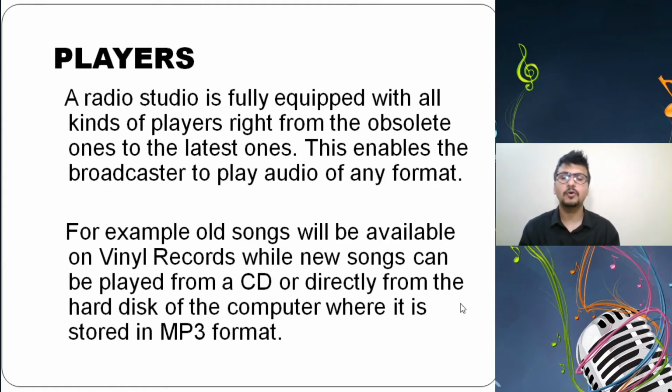So you need to have all kinds of players available in the studio, linked with the audio mixer, so that you can get any track or audio as per the requirement of your program. For example, old songs will be available on vinyl recorders. Vinyl recorders are also one of the platforms, while new songs nowadays can be played from the CD or directly from the hard disk of the computer. It's very easy. You can just download from the internet, or store in your cloud server or in your studio's inbuilt server, and you can just play that song track in MP3 or WAV format.